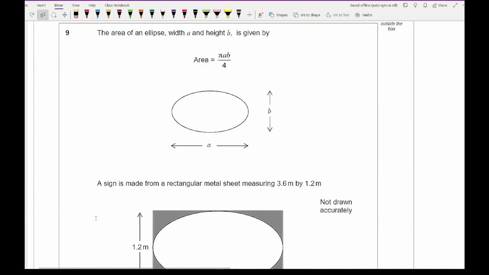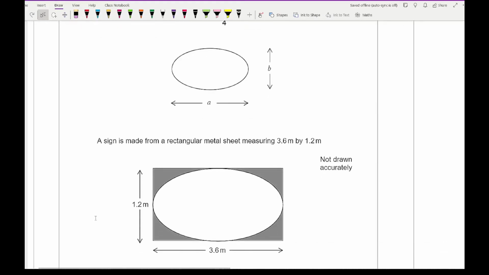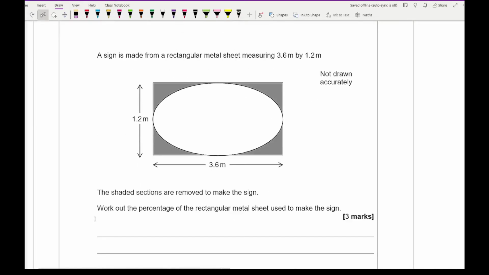Moving on to question 9, it says the area of an ellipse with a width of A and a height of B is given by the formula area equals pi times AB over 4. And it says that a sign is made from a rectangular metal sheet measuring 3.6 by 1.2 meters. The shaded sections are removed to make the sign. Work out the percentage of the rectangular metal sheet used to make the sign.